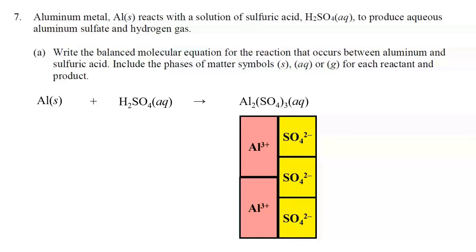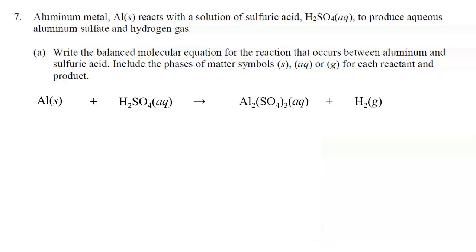Again, that was aqueous, plus hydrogen gas, that would be diatomic hydrogen, so H2, and then G for gas. This is the unbalanced equation. To balance the equation, we need 2 aluminums on the left, so there's a coefficient of 2, and then we need 3 SO4s on the left, so a coefficient of 3, and now we need 6 hydrogen atoms on the right, so a 3 right there. So that is our answer for part A. That's the balanced molecular equation. Let's move on to part B.